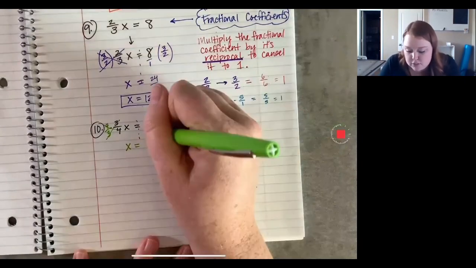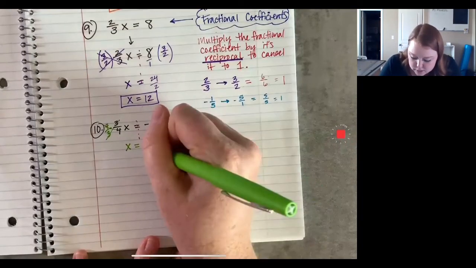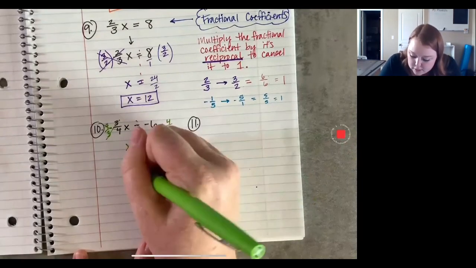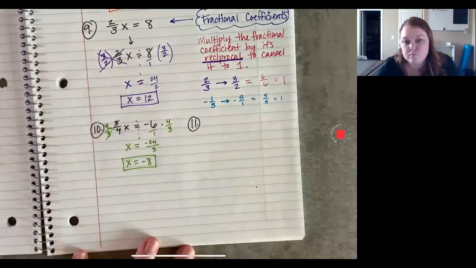I'm going to put this -6 over 1, multiply straight across. -6 times 4 is -24. 1 times 3 is 3. -24 divided by 3 is -8. Okay.